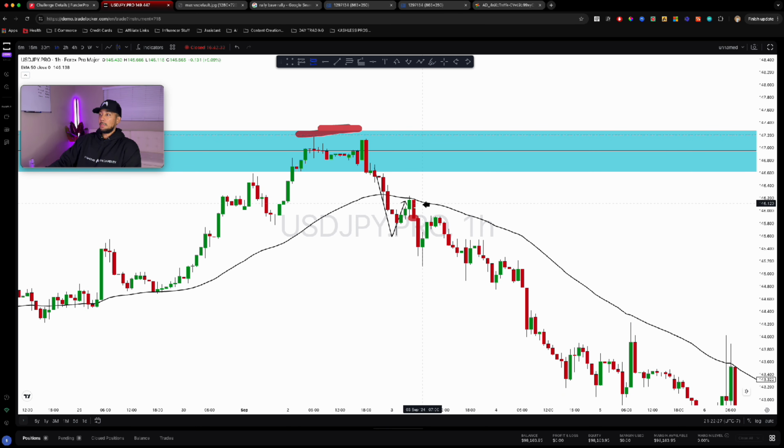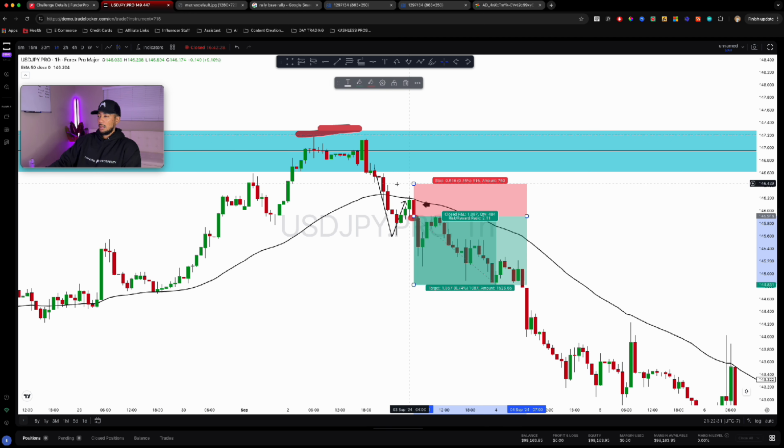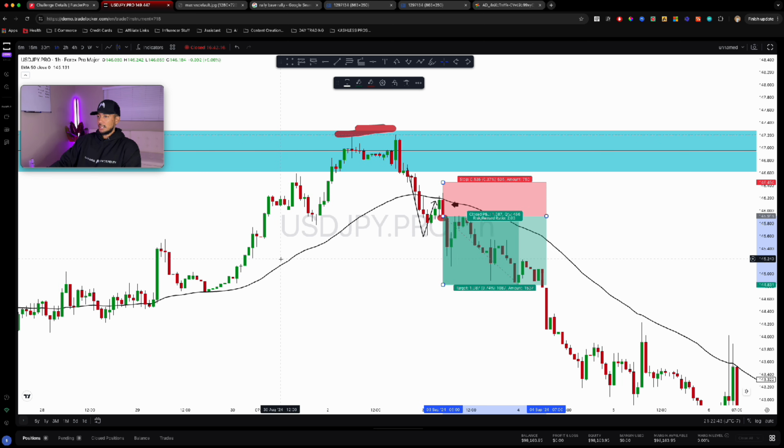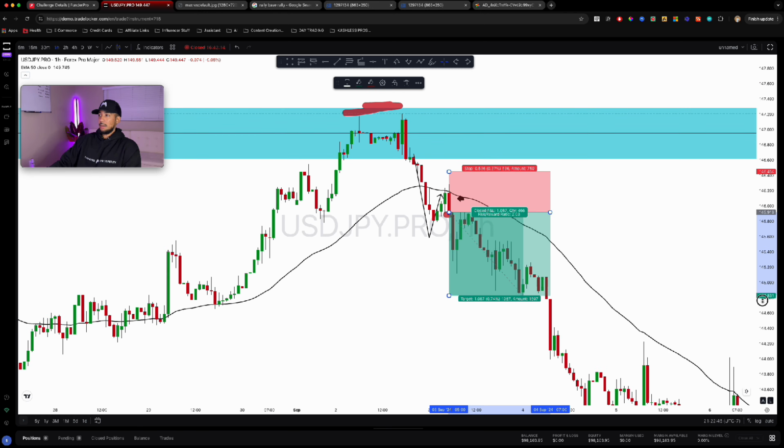And then I would put my stop loss above the 50 EMA. This is an area of exhaustion, so I'll put the stop loss above the wick, and give it a little bit more wiggle room because of spread sometimes. And then I'll take it to the next area of interest on that 1 hour time frame.